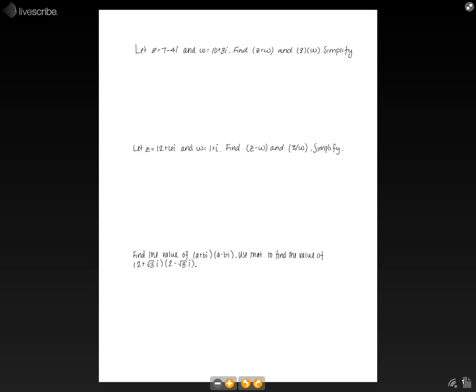Alright, so let's start out with z plus w. That's going to be the same as saying 7 minus 4i plus 10 plus 3i. In order to do this, we're going to add the real parts and add the imaginary parts. So the 7 and the 10, those are the real parts. And then minus 4i and 3i, those are imaginary.